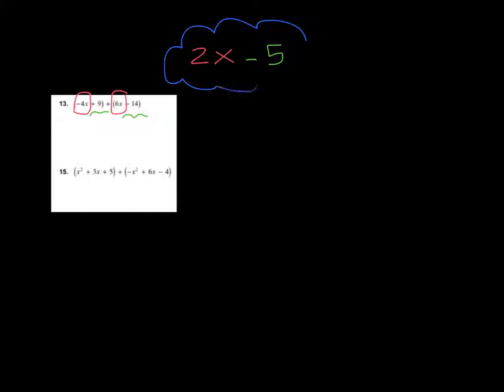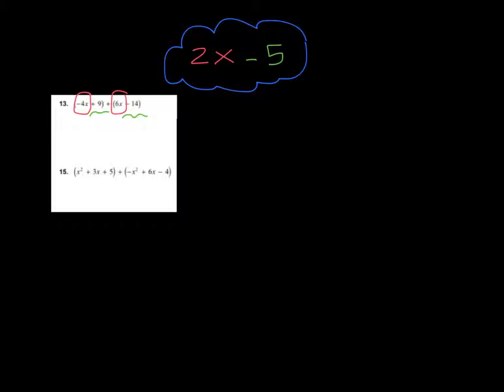For example, I have a negative 4x and a positive 6x. Negative 4x plus 6x is 2x. Then I have a positive 9 and a negative 14. 9 plus negative 14 would make negative 5. And then this would be my simplified polynomial. Notice that I've written it in standard form. So 2x comes first. That makes my leading coefficient a 2. And then my constant comes second. Okay, it's a degree 1, and it is also linear.